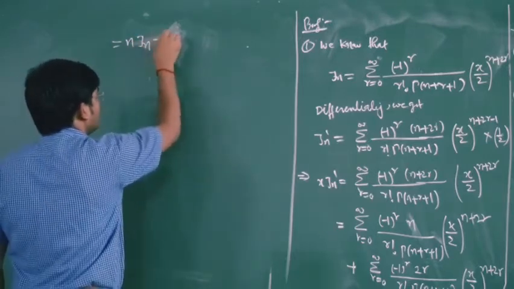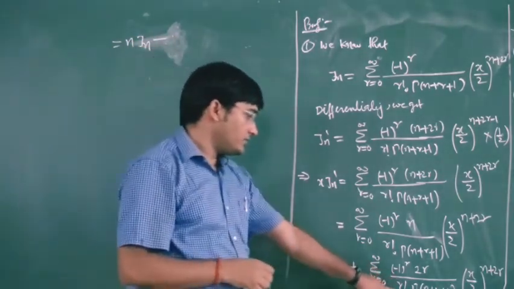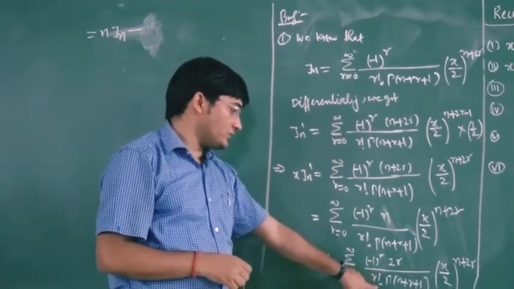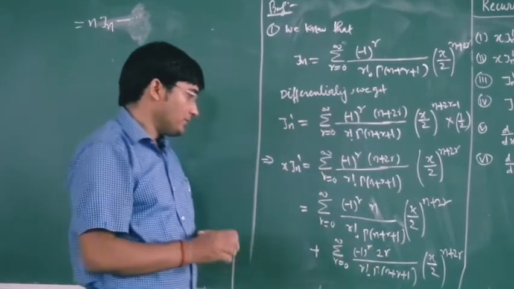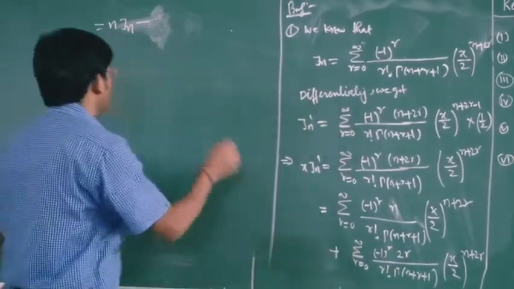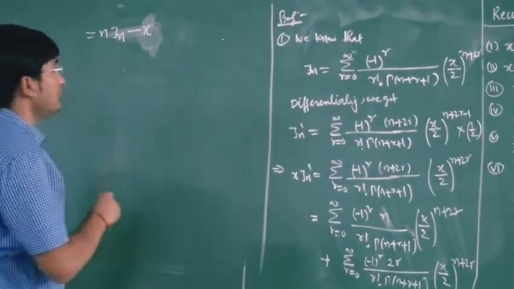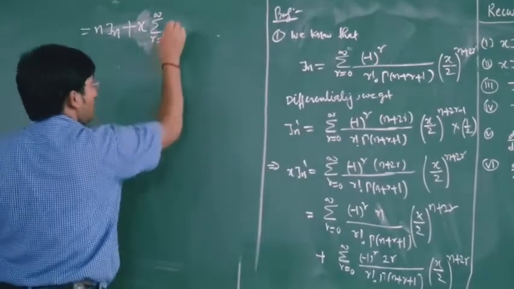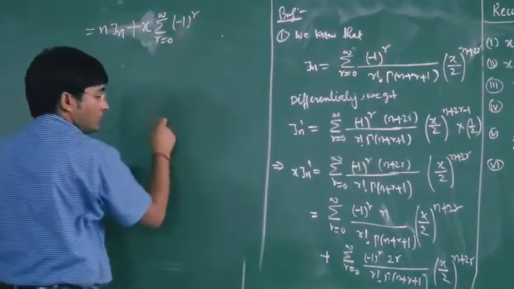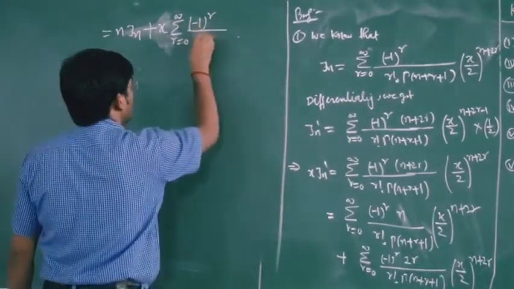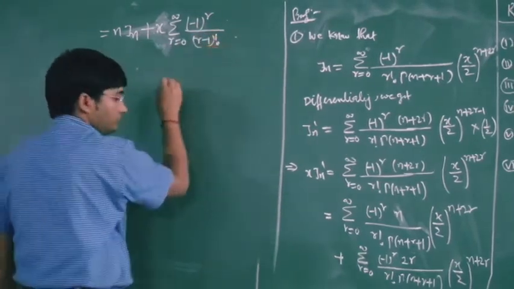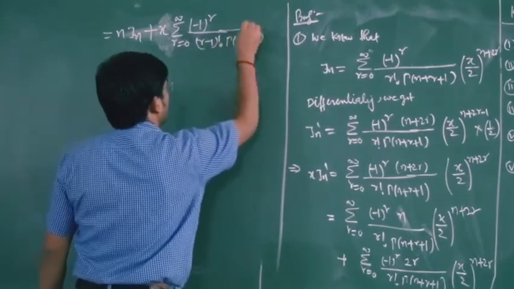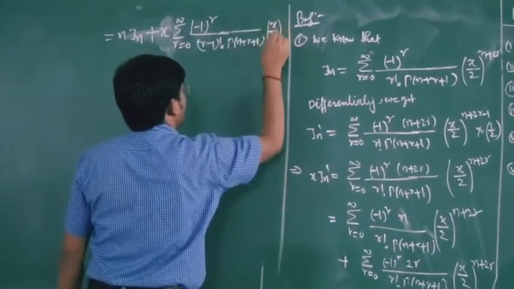Then in the second term, let us take this r common, so we will have r minus 1 factorial, so this r is cancelled, and I am multiplying this equation by x because we need x, so we have x, then r equal to 0 to infinity, minus 1 to power r, then now this is your r minus 1 factorial, then we will have gamma n plus r plus 1, then we will have x upon 2 power n plus 2r.